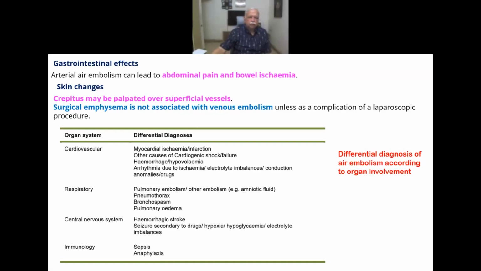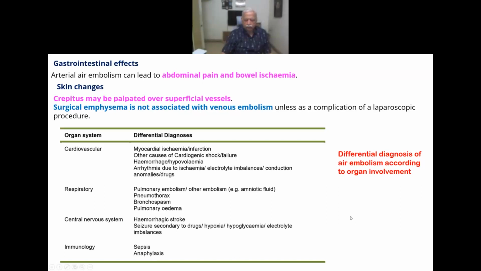In the cardiovascular system, air embolism can mimic myocardial ischemia, other causes of cardiogenic shock, hemorrhage or hypovolemia, arrhythmia, and anomalies of conduction. In the respiratory system, pulmonary embolism, other embolisms like amniotic fluid embolism, pneumothorax, bronchospasm, pulmonary edema. Central nervous system, it may be a real hemorrhagic stroke, may be secondary to drugs or hypoxemia, hypoglycemia. And immunologically, sepsis and anaphylaxis also can be.